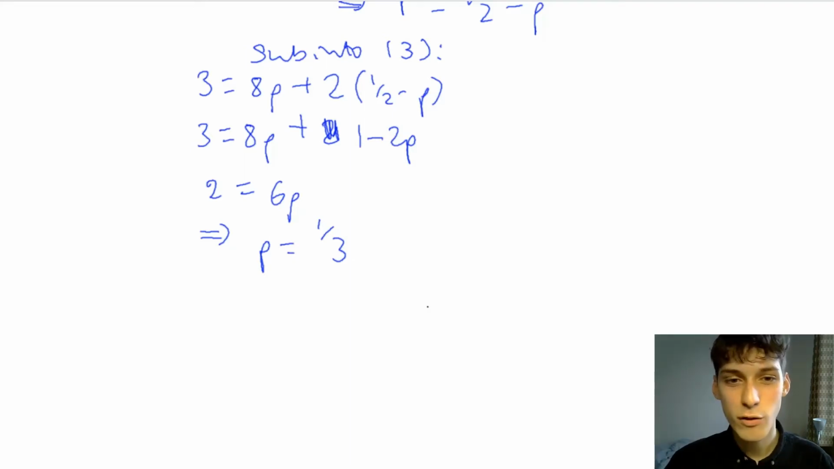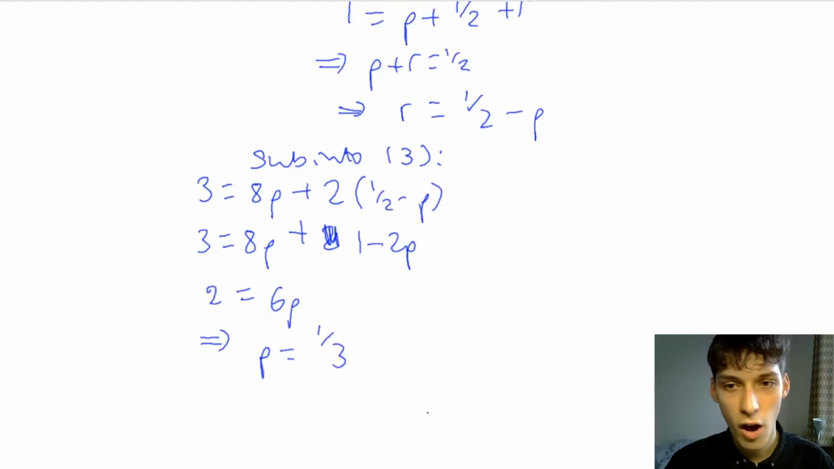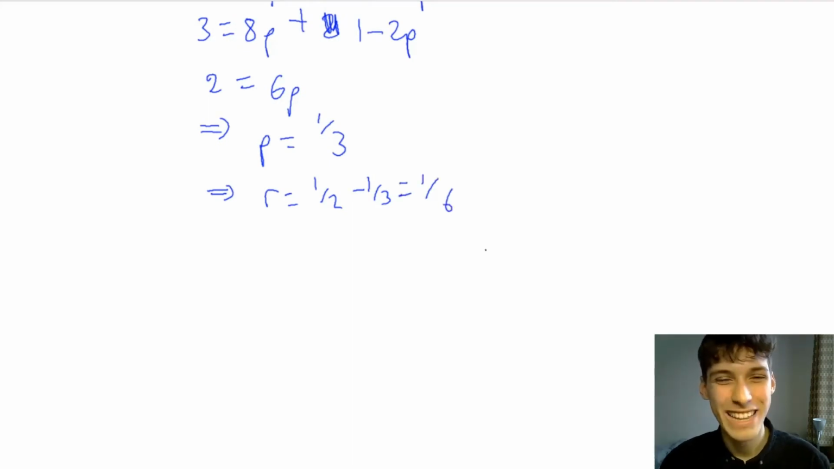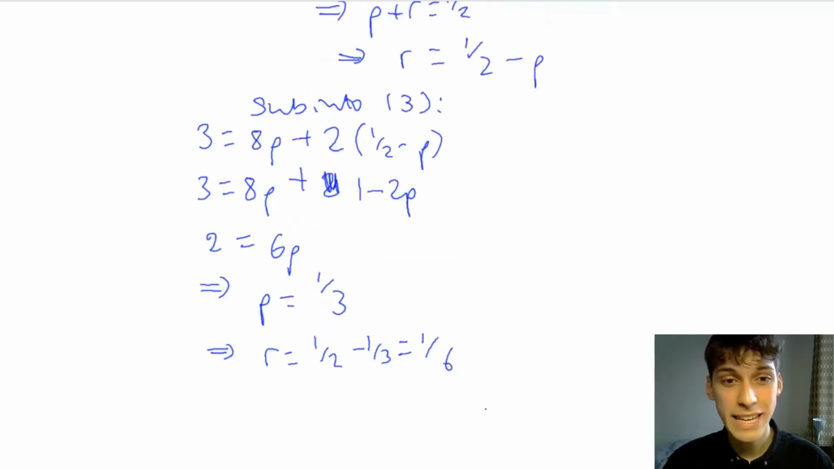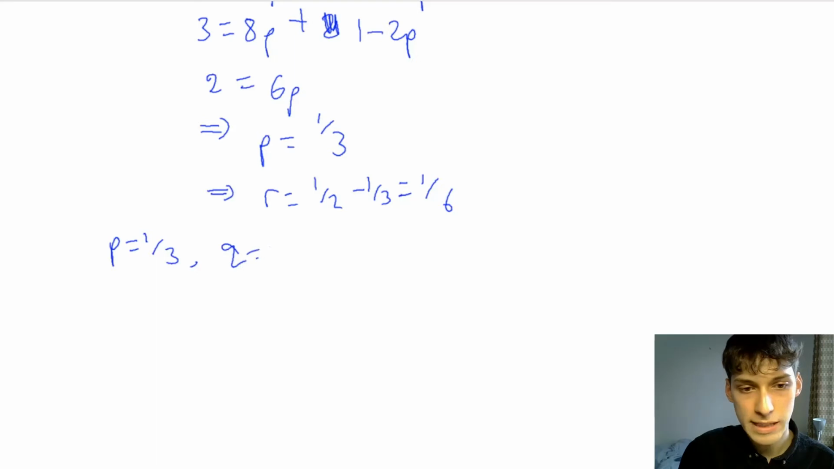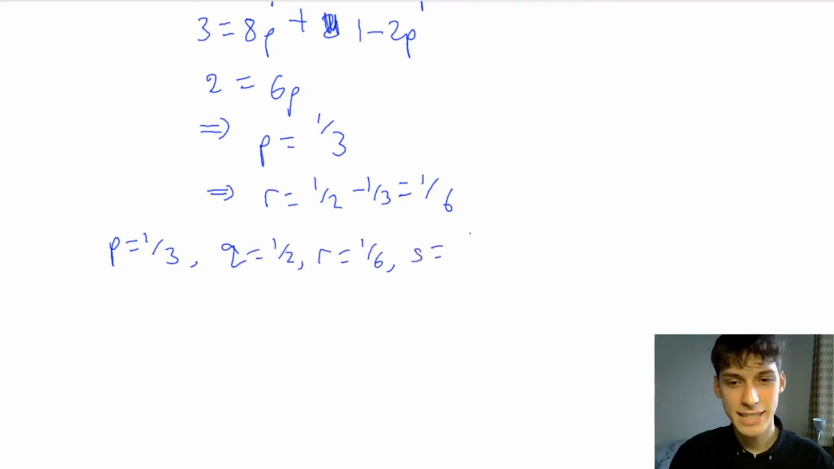Let's just find the value for r. So let's use r is equal to a half minus p to give r is equal to half minus a third, which is equal to a sixth. Sorry, let's not fail on the algebra right at the end. Yeah, now we have a value for r, p, q and s. Just to summarise, we have p is equal to a third, q is equal to half, r is equal to a sixth, and s is equal to 1.